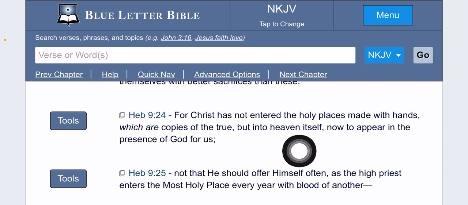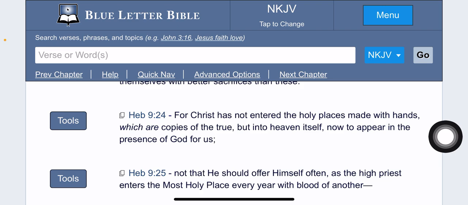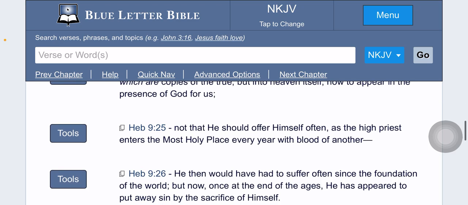but into heaven itself, now to appear in the presence of Yahawah for us. So you see, Yahawashi actually represents the high priest, and he represents the blood that is sprinkled, okay, to make us cleansed. He didn't do this for the physical temple, but it was all to show you that there is a spiritual temple. There is a temple in the heavens. That was what he did.